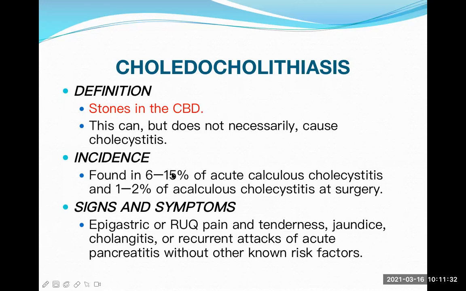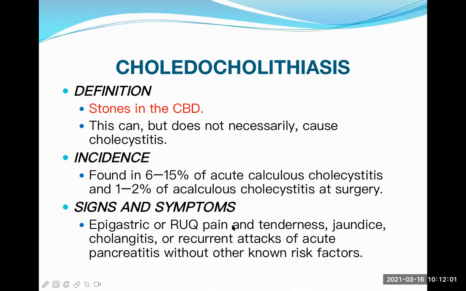Regarding the incidence, this is found in 6 to 15% of acute calculous cholecystitis and 1 to 2% of acalculous cholecystitis at the time of surgery. But you may argue acalculous cholecystitis doesn't have any connection with the stone. But sometimes what happens? Inside the gallbladder there may not be any stone, but already the stone may have slipped out of the gallbladder also.